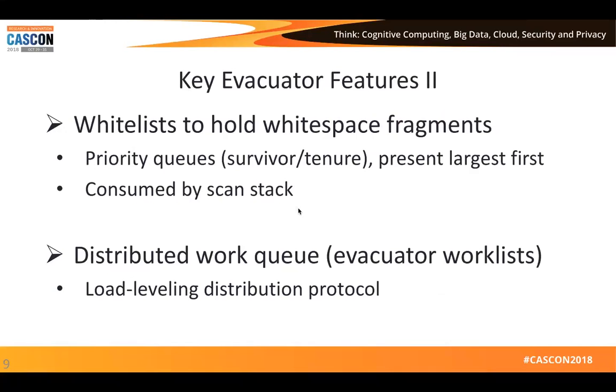Finally, we have a distributed work queue. Each Evacuator has its own work list, and there's a distribution bus, and that's called the Evacuator instances. And we have a load leveling protocol so that typically, in general, most of the time, each Evacuator tends to have the same volume of work on its work lists.